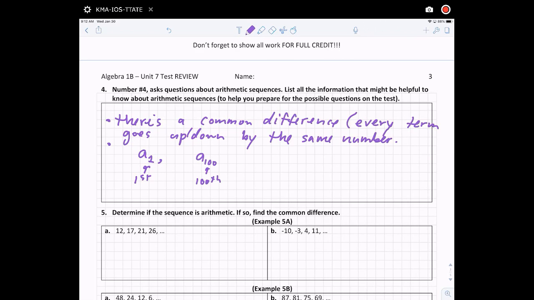Okay. What about A sub n? What does that mean? We talked a little bit about that last week. Where does that show up as far as the homework or anything we've done? Do you guys remember what n stood for? Like any number. Yeah, any number.